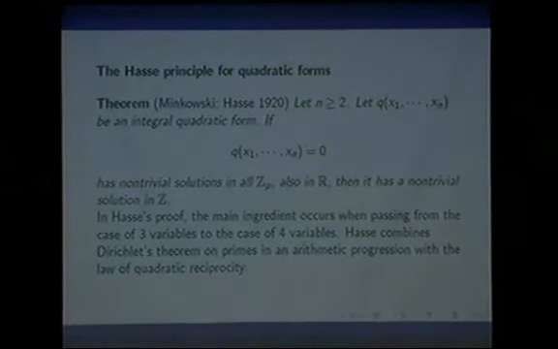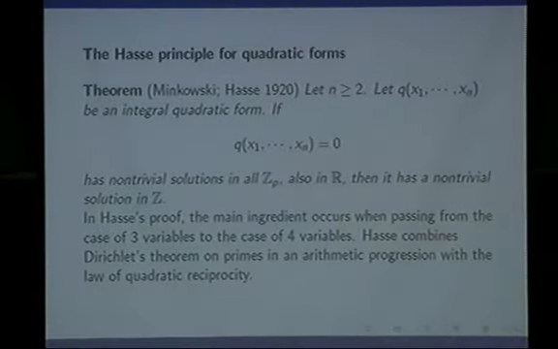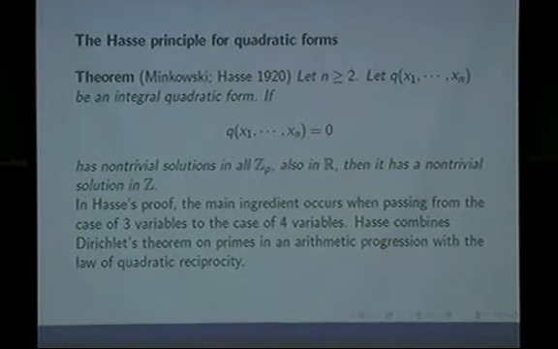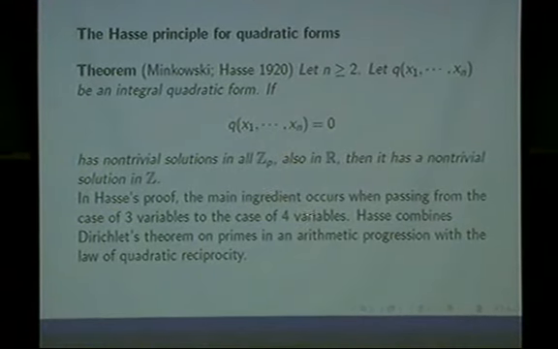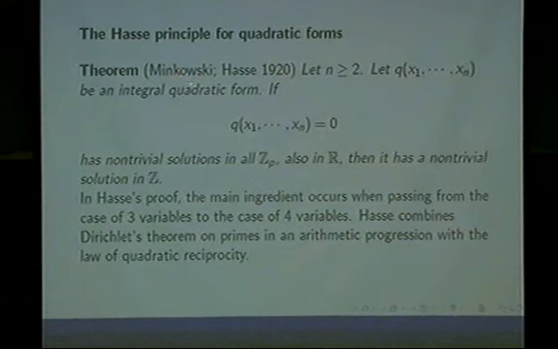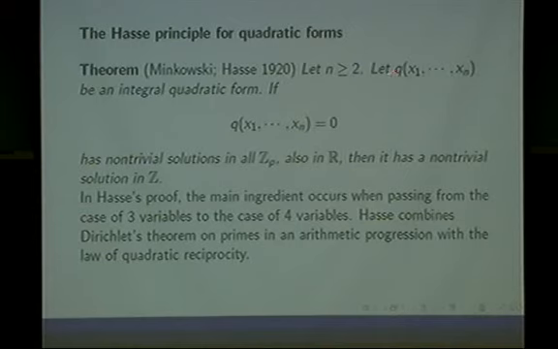Okay, so this result of Legendre for ternary quadratic forms, that is quadratic forms in 3 variables, was extended by Minkowski over the rationals and by Hasse over number fields. So the statement is, let me stick to the integers for simplicity in this talk. Take n at least 2 and take an integral quadratic form.